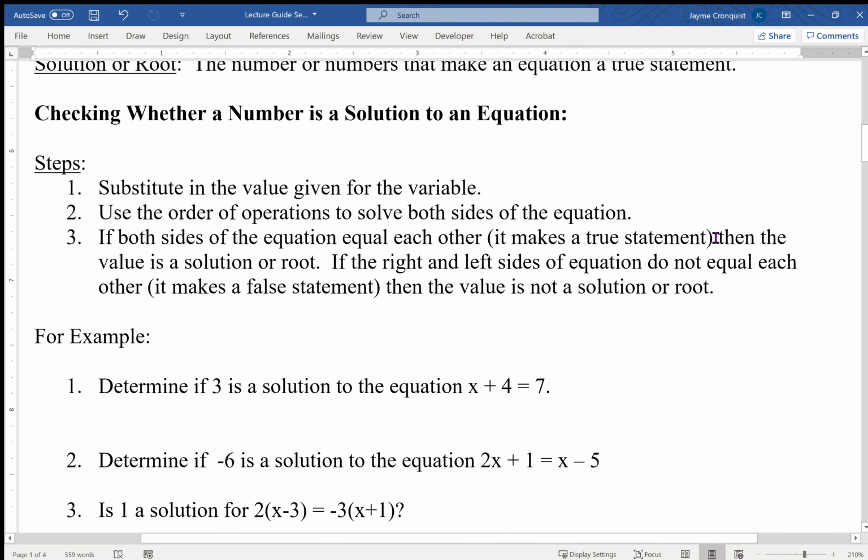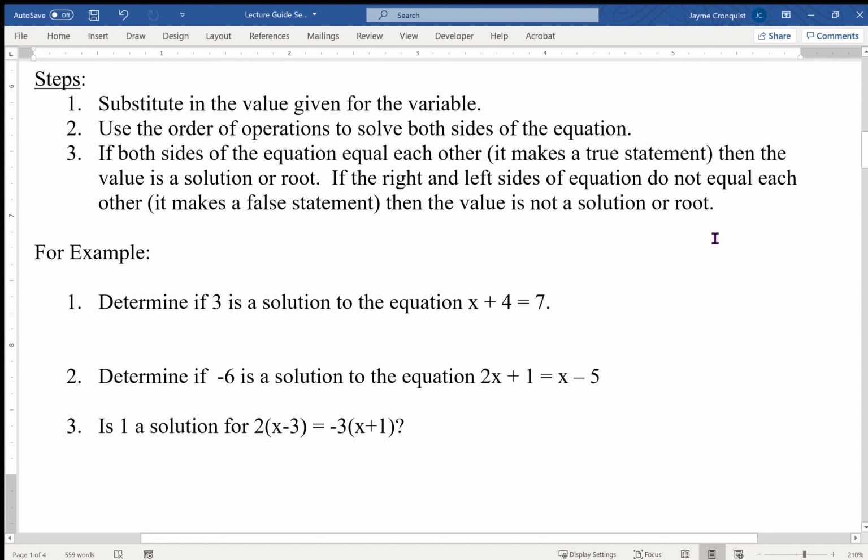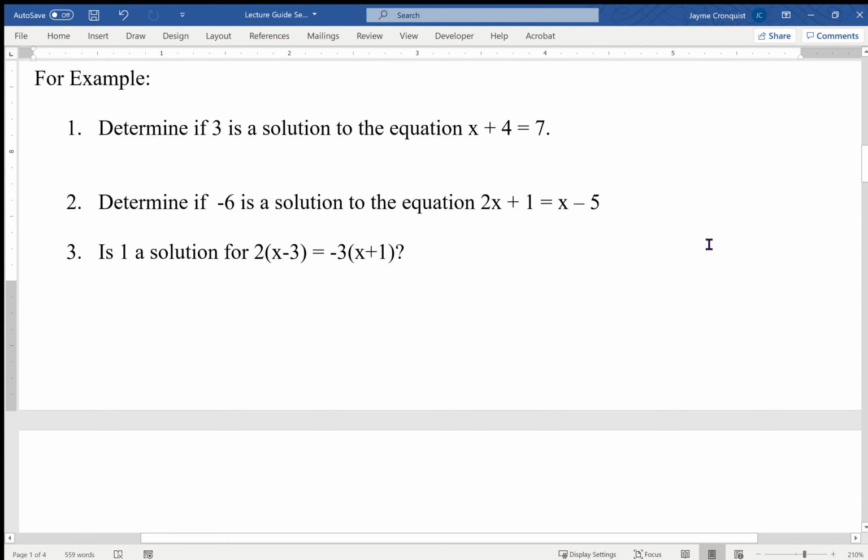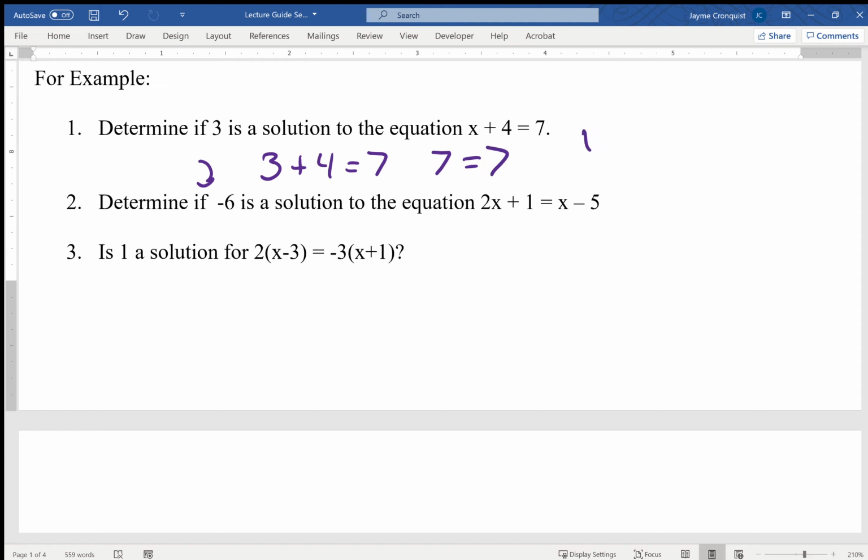All right, checking whether a number is a solution to an equation. This is just a matter of plugging it in. Plug it in and try it. So, determine if 3 is a solution to the equation. Sorry, my computer shifted. Plug in the 3. Well, let's see, 3 plus 4 is 7. Does that equal 7? Yes. You just write yes when you get it correct.